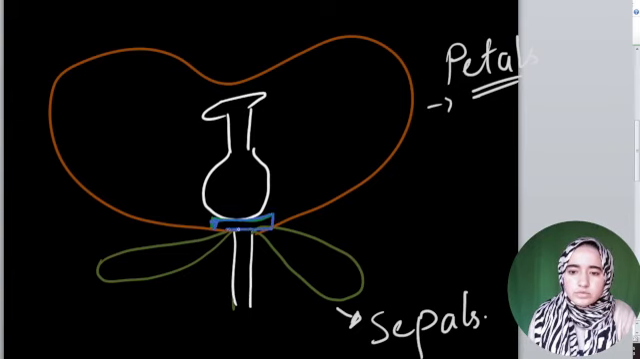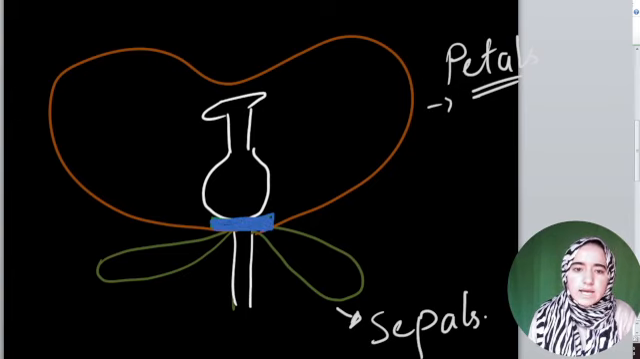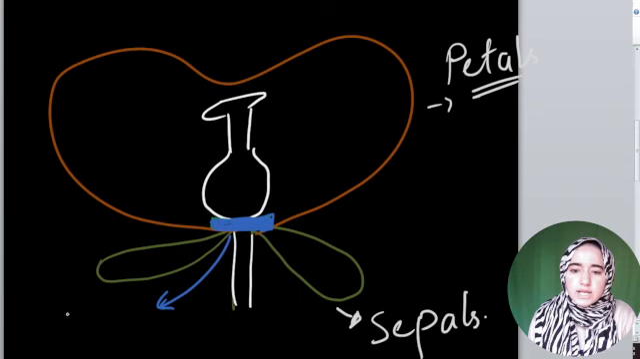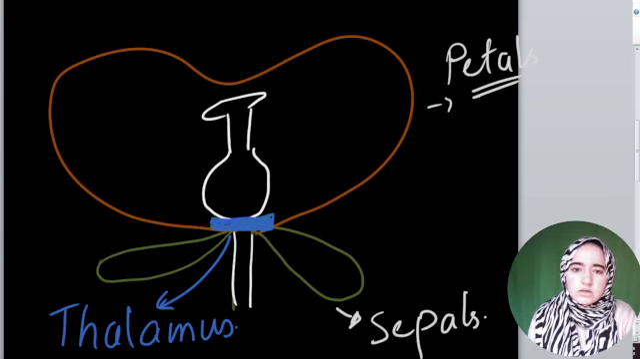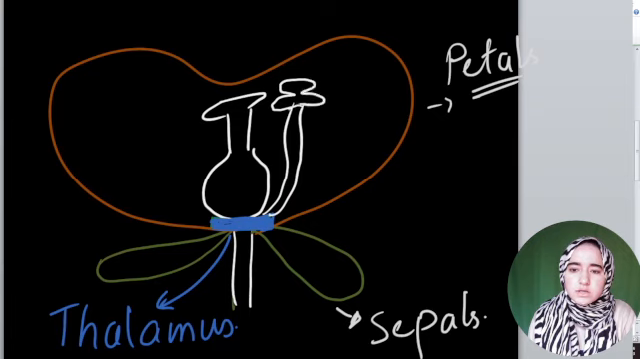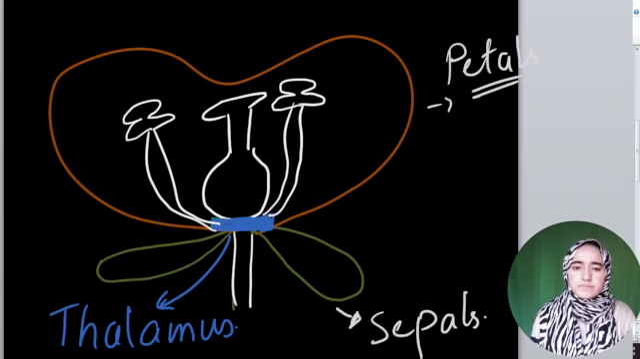Here we have one more structure on which ovary lies, okay? That structure is known as thalamus, okay? This structure is known as thalamus, and I'll draw here. Let me draw stamen as well, male reproductive structure as well, like this and this, okay?